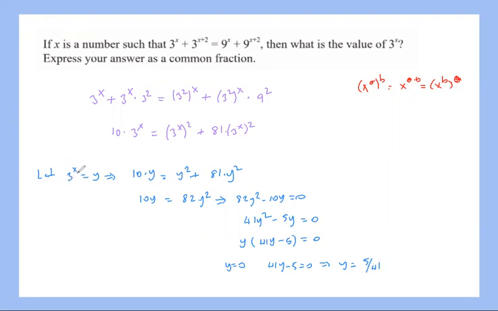A positive number to the x power cannot be zero, so we cannot accept this one. When we solve this quadratic, we get two solutions, but we can only accept this one for this number. So even though 0 is a solution for this equation, it's not an answer for our question. So the final answer is 5/41.